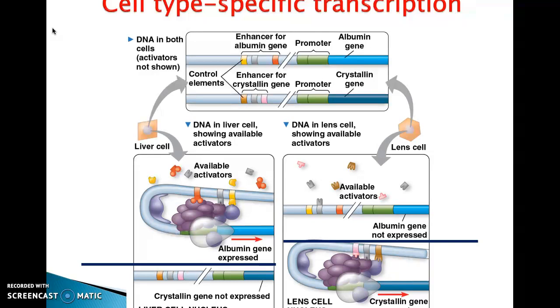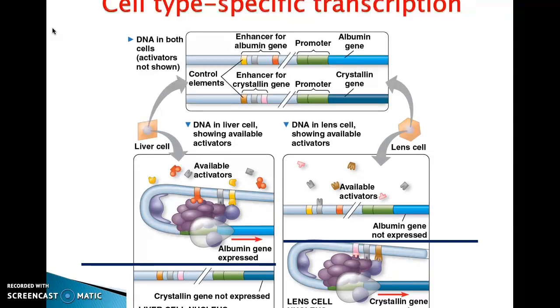So down at the bottom, on the bottom left, you can see this would be a liver cell, and the only activators or transcription factors that are present here are going to be those which allow for albumin to be synthesized. In a lens cell, we don't have those activators present. So please review the slide before to understand this process if it's still a little bit foggy.